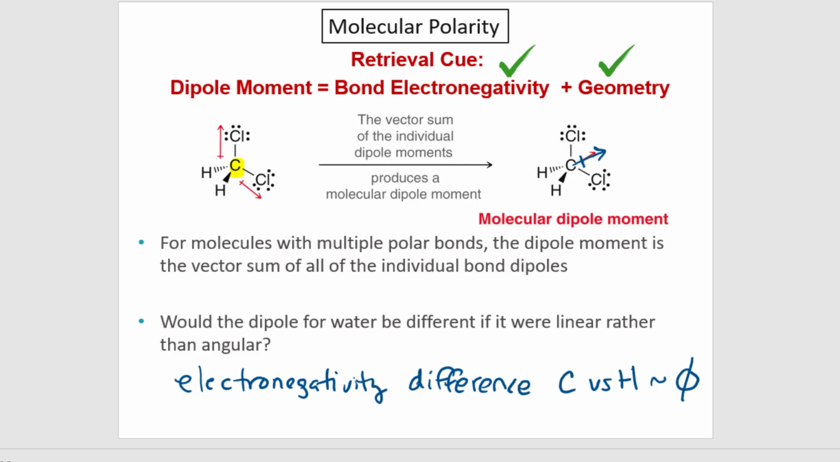It's interesting considering water. When people look at water, sometimes they might draw it like this. They can draw it in a very linear shape. If you look at the individual dipole vectors for water, they're equal and opposite. And so you would think that water wouldn't have a dipole moment, but it does. Why? Because water is not linear. You have to consider the geometry.